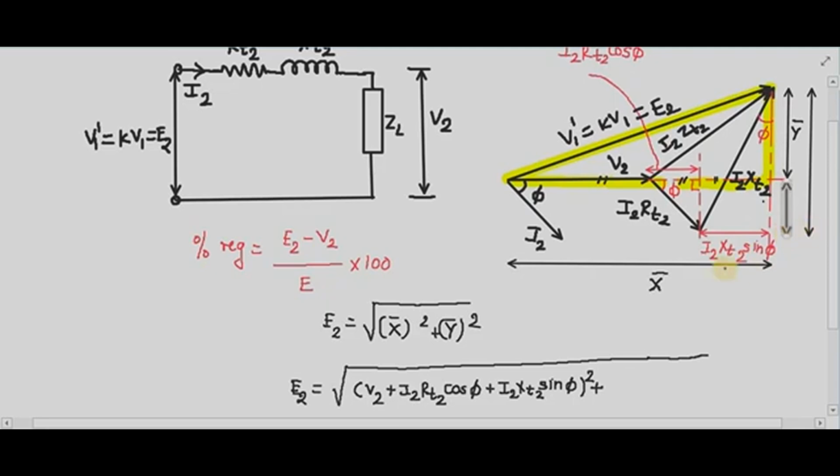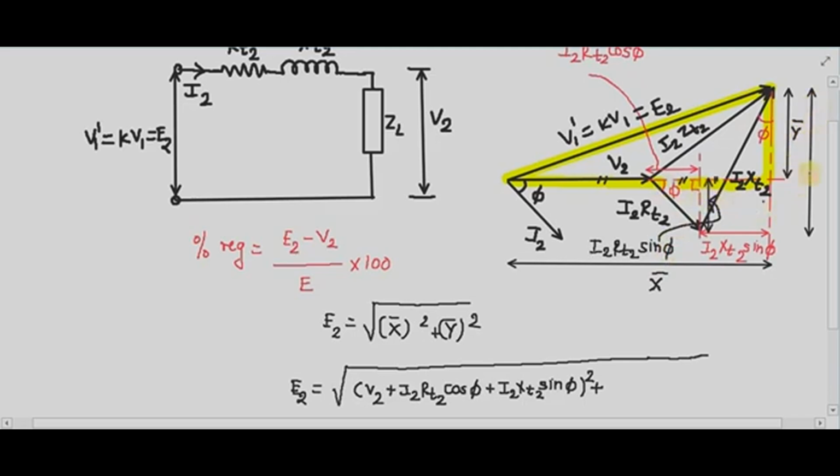This small length. So what is this length? This length is nothing but this length, right? So what is this length? This length will be I2 RT2 sine of phi from this right angle triangle.